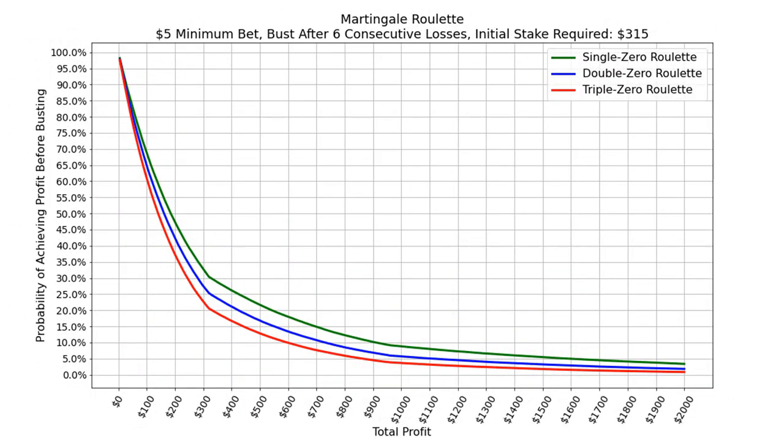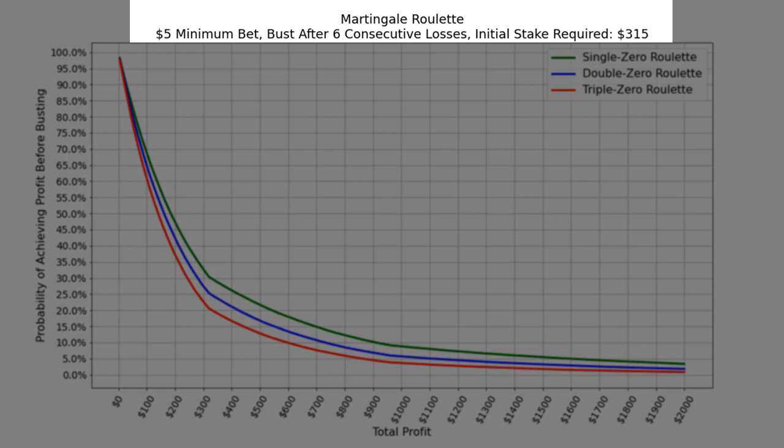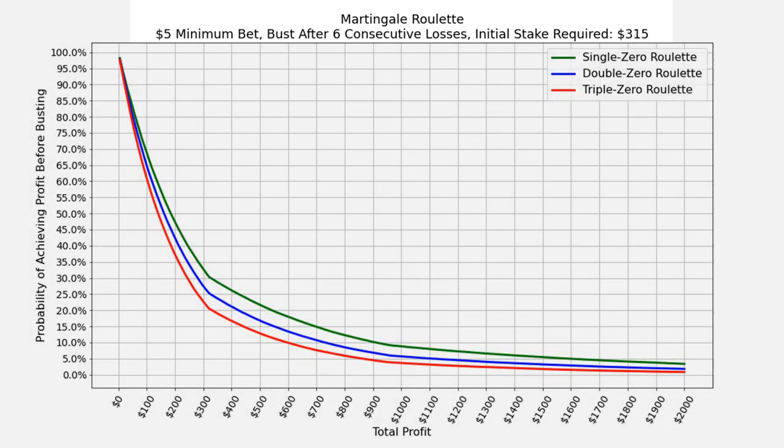Instead of a $3 minimum bet, this chart shows a scenario involving a $5 minimum bet with an initial stake of $315, which protects the player from busting unless they place 6 consecutive losing bets. I'll wait for a few seconds before continuing for anyone who wants to pause the video to contemplate this chart.